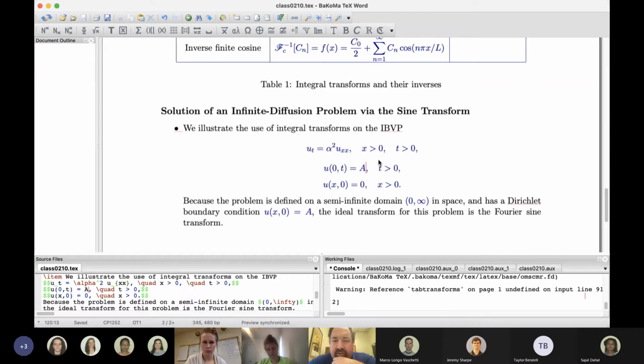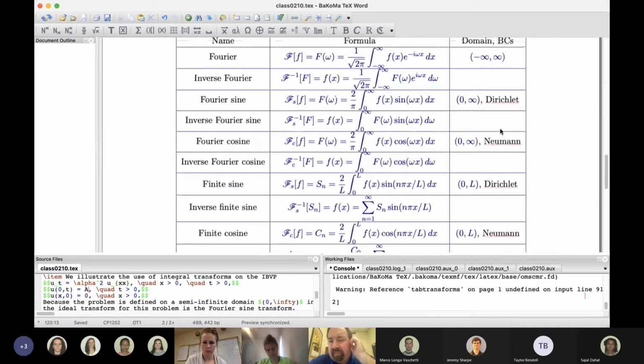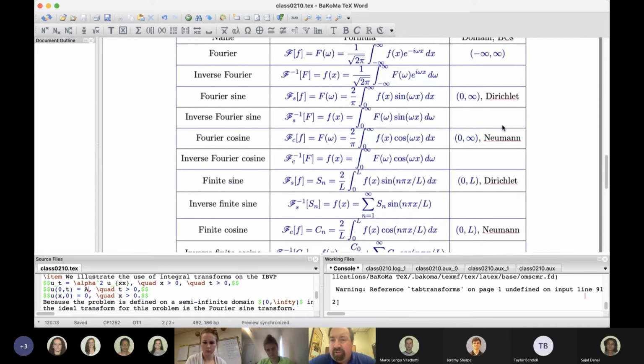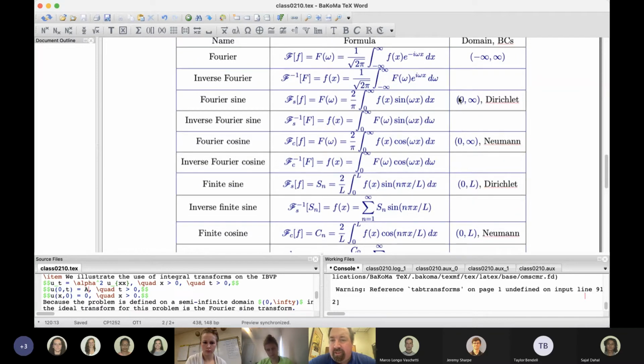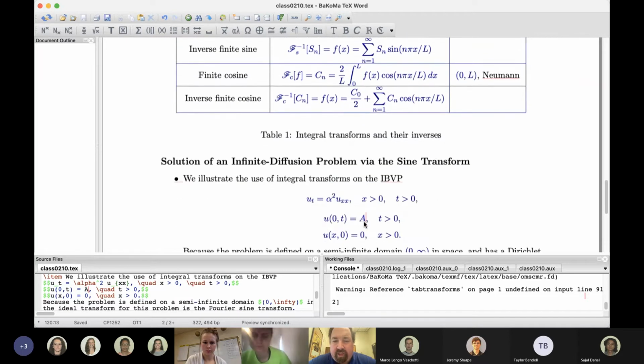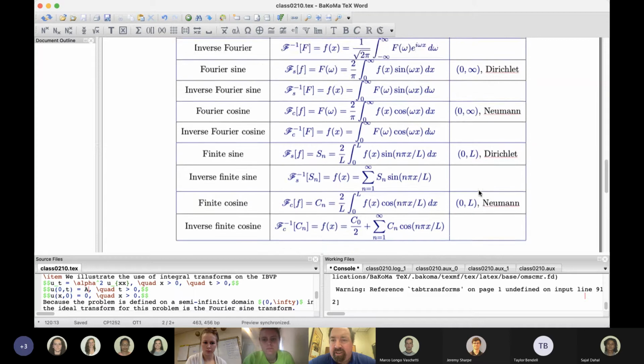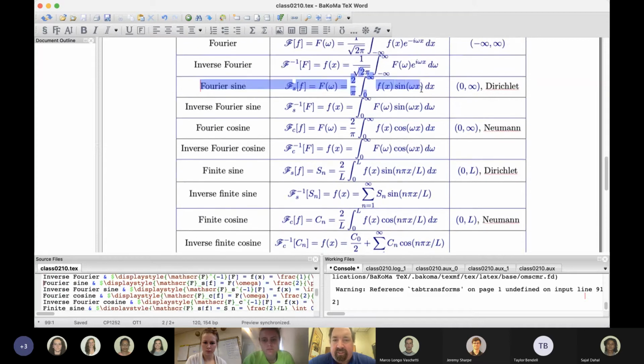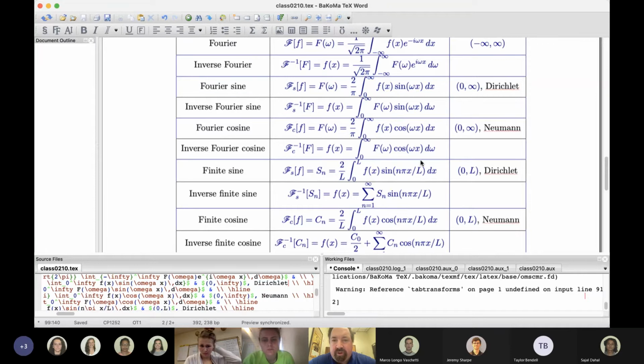So what you do is you have to select a transform. So you can go to this table. First, we're looking at these two because these are on the domain x greater than 0. Now, what's the boundary condition? Well, the boundary condition is the condition imposed on u, not u_x. Because it's u, that is a Dirichlet boundary condition. So this is the transform that we'll use, the Fourier sine transform.